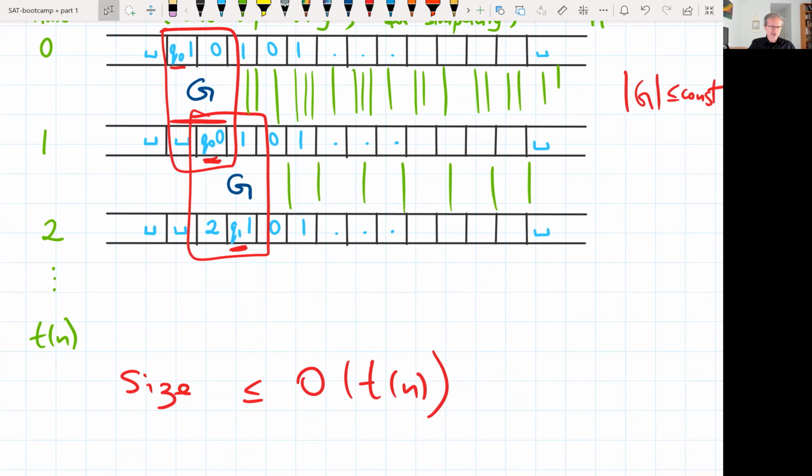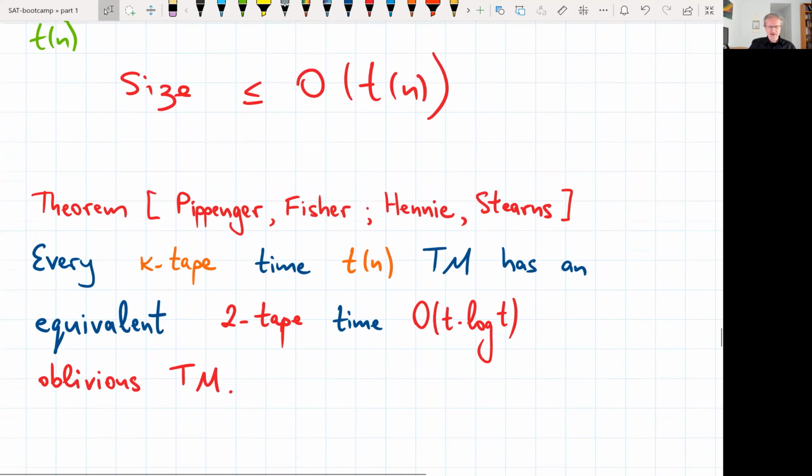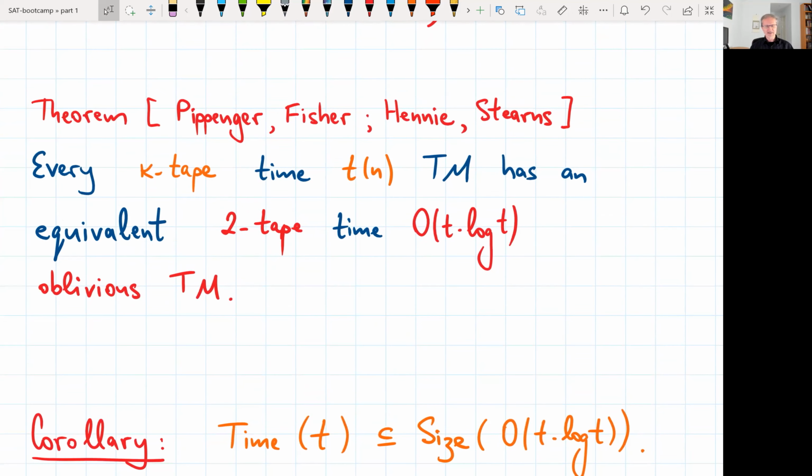The only thing is that we need to transform our Turing machine into an oblivious one, and nobody's promised us an oblivious Turing machine to begin with. But fortunately, it can always be done. And this is a very old result from the late 60s, early 70s by Pippinger, Fisher, and earlier work of Hennie and Stearns, who've shown that every time T algorithm can be made into an equivalent oblivious time T log T algorithm.